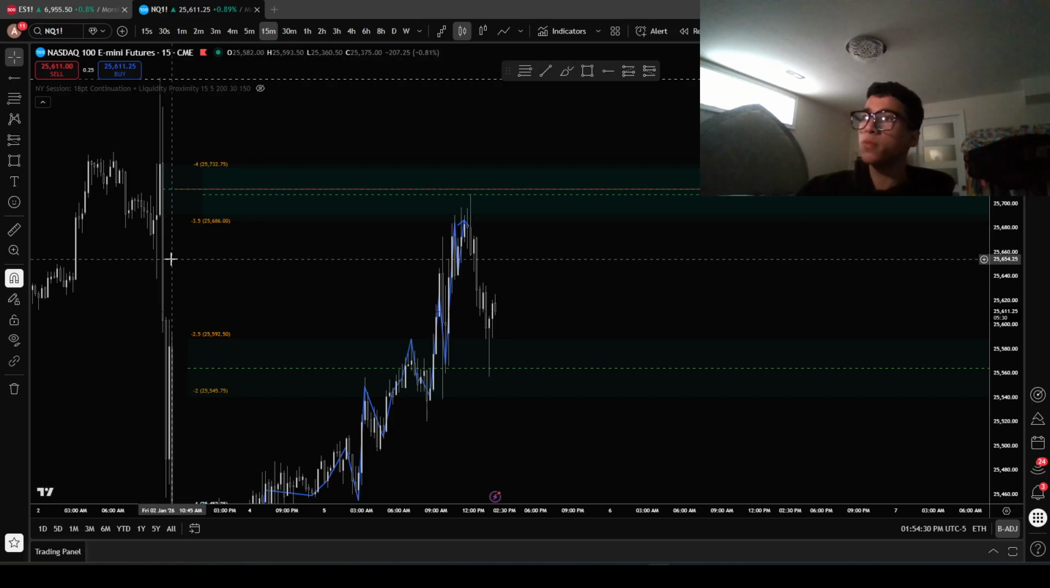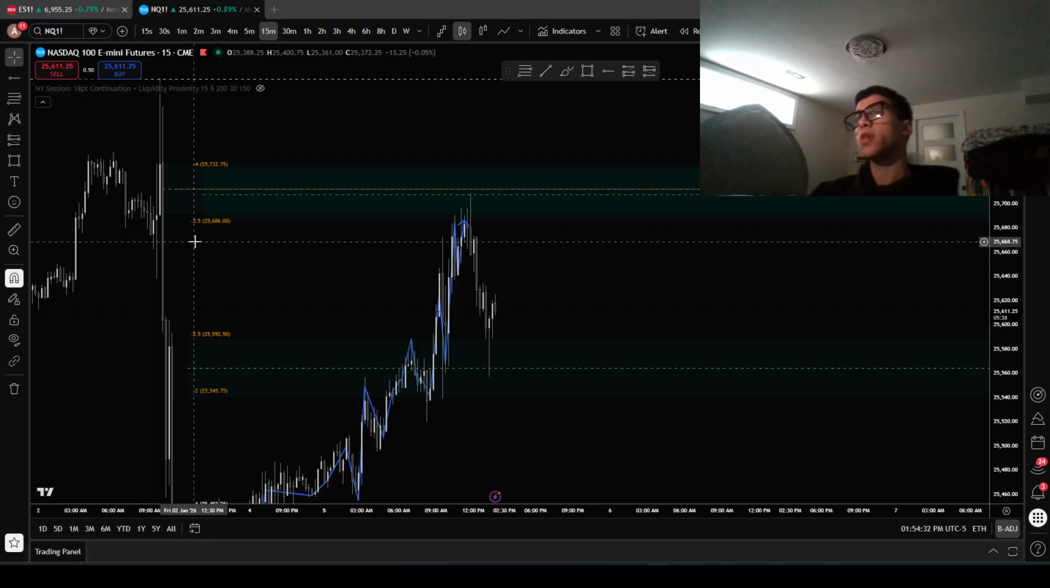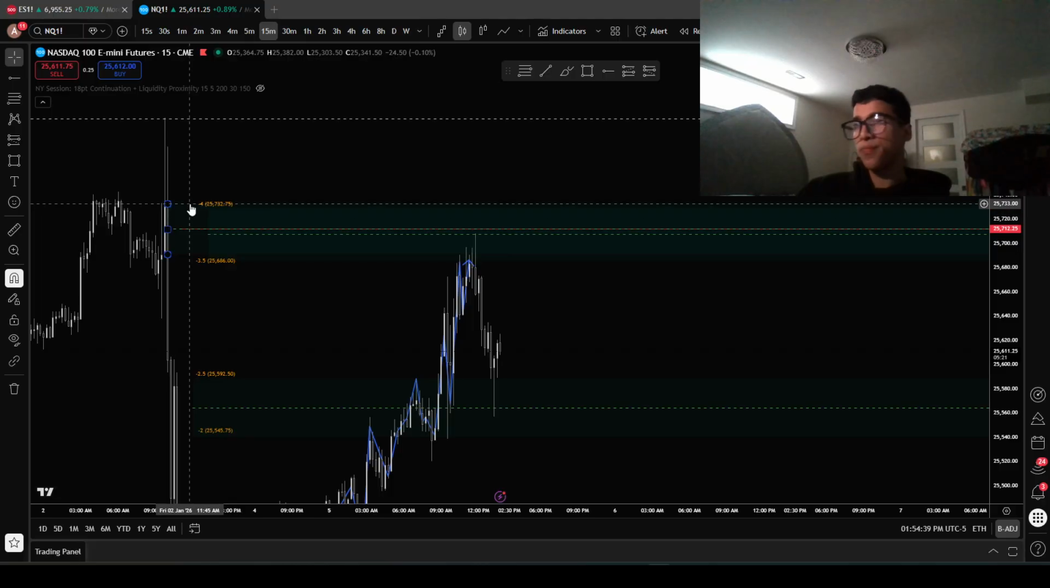I know some people come at me saying, "Oh, that's not an order block." The way I teach order block is very different than anyone teaches order block. So yeah, catch this trade.